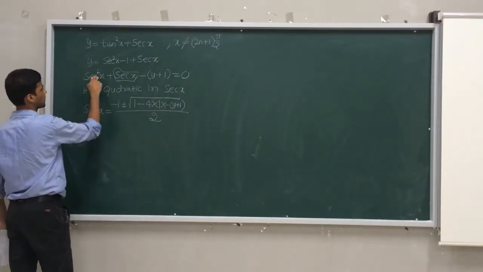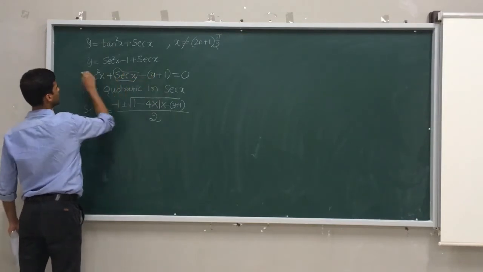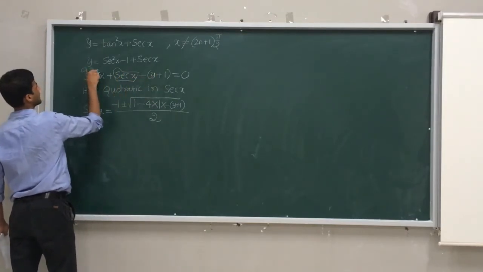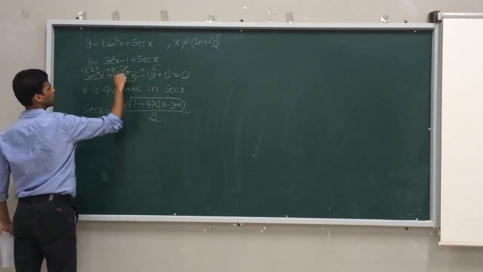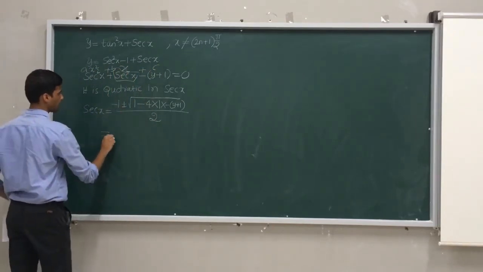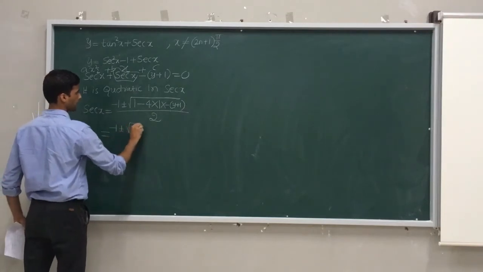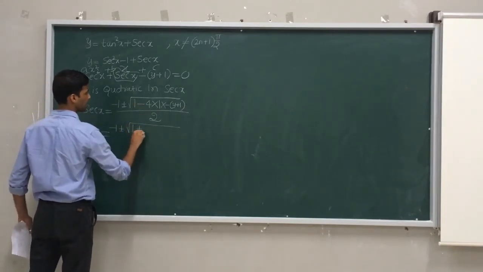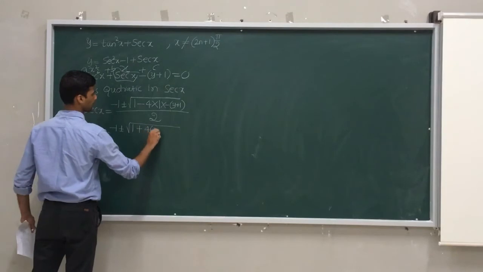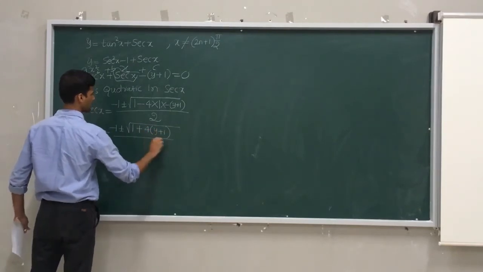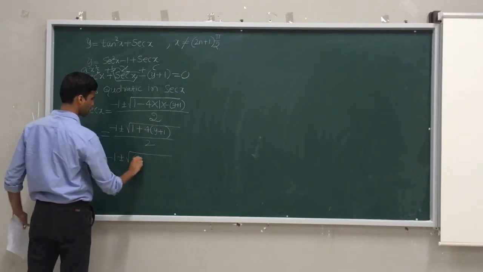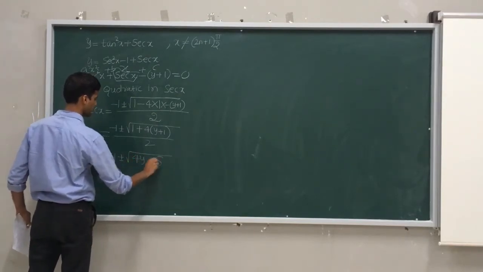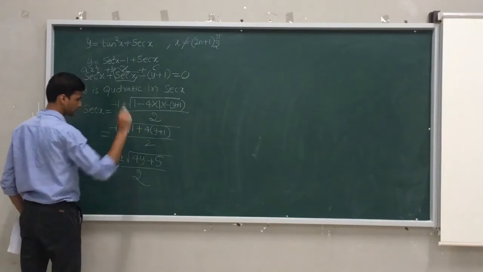It looks like ax square plus bx plus c, and in place of x, we have sec x. So when you simplify, this becomes minus 1 plus or minus the square root of, minus minus becomes plus, 4 times y plus 1, upon 2. So this becomes minus 1 plus or minus the square root of 4y plus 5, upon 2.